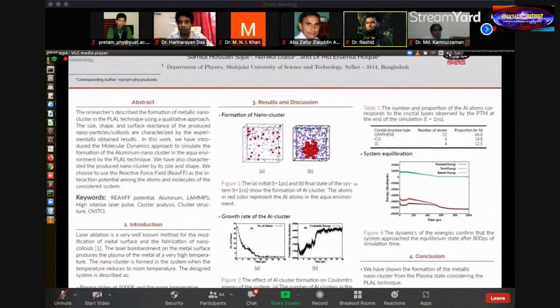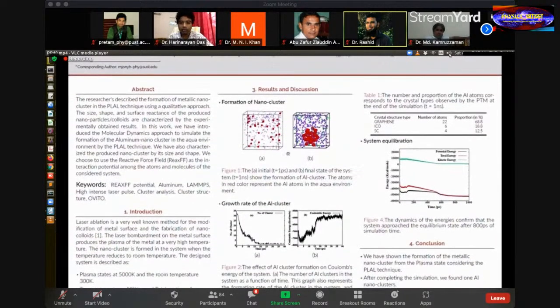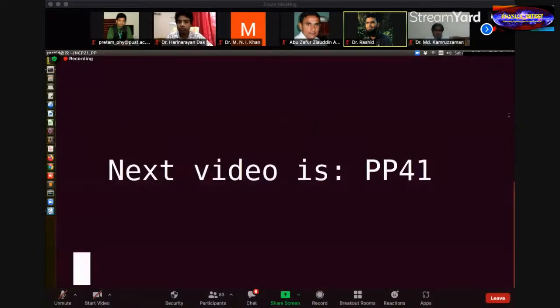When an intense laser beam pulses on a metal surface, it produces metal plasma at a large temperature. The initial configuration of our simulation is designed at 5000 Kelvin, when aluminum is surrounded by water molecules in a plasma state. Here, the work's motive is to observe the changes when the system reaches room temperature from 5000 Kelvin, and one nanocluster of aluminum was found.